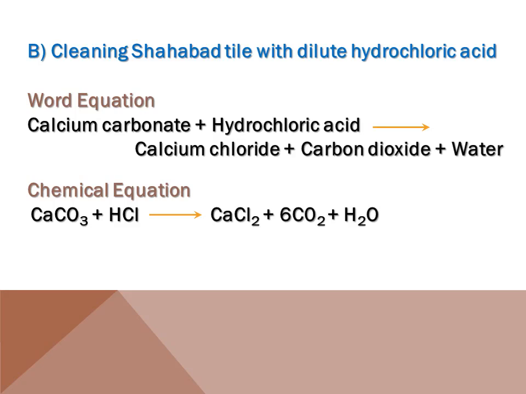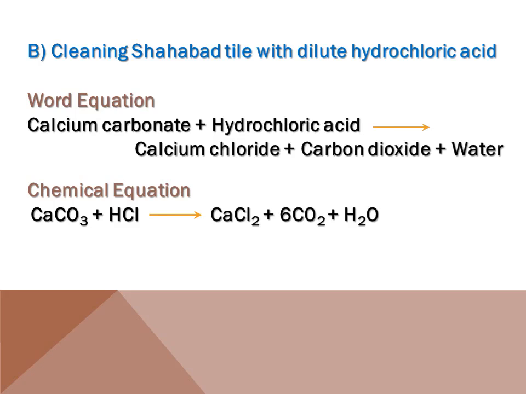The following equation can be written for this chemical change. Calcium carbonate plus hydrochloric acid gives calcium chloride plus carbon dioxide plus water. And the chemical equation can be written as CaCO3, that is calcium carbonate, plus HCl, that is hydrochloric acid. They both combine to give CaCl2, that is calcium chloride, plus CO2, that is carbon dioxide, plus H2O, that is water.